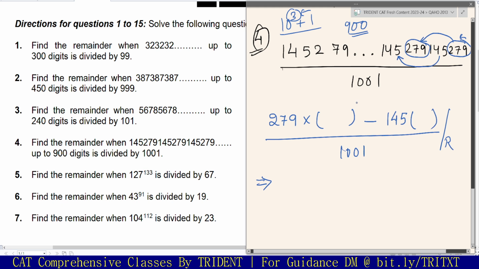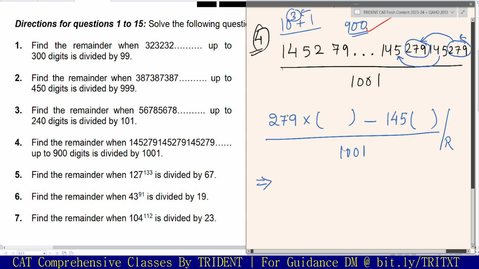Let me say, sir, I want to fill in 300. Just look at this. There are three digits repeating 300 times. So 279, 279, 279 will become 900 digits. That is not possible, so it cannot be 300. This is how you will eliminate your number.